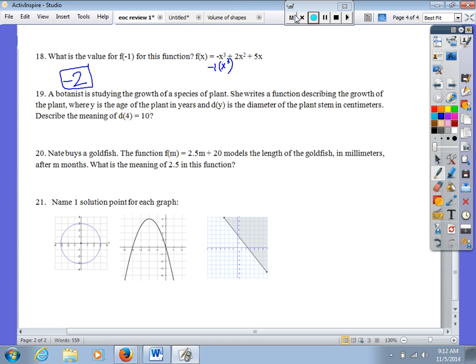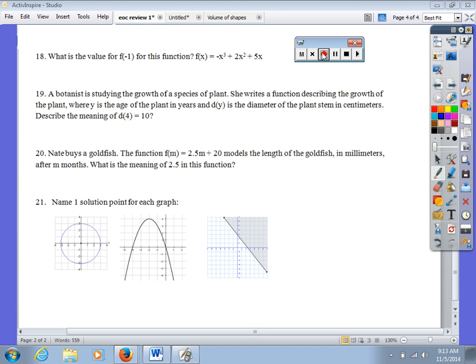All right, number 19 says a botanist is studying the growth of a species of a plant. She writes a function describing the growth of the plant, where y is the age of the plant in years and d of y is the diameter of the plant stem in centimeters. Describe the meaning of d of 4 equals 10.